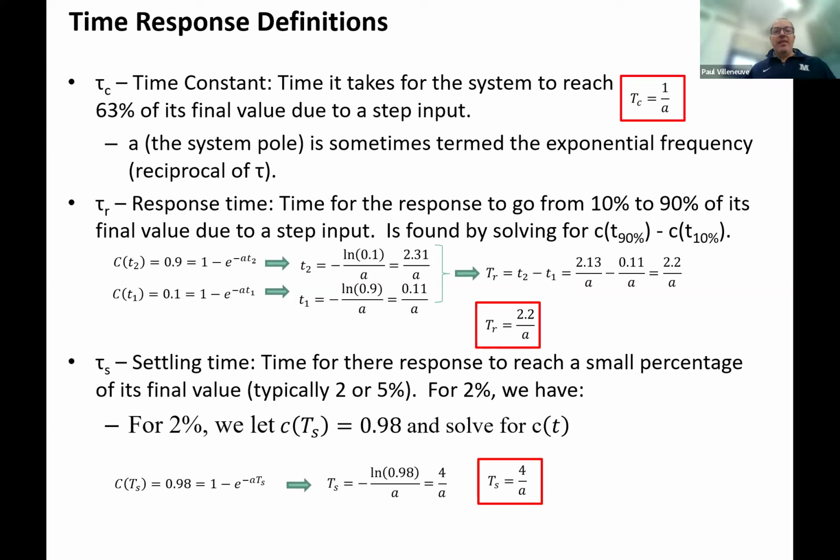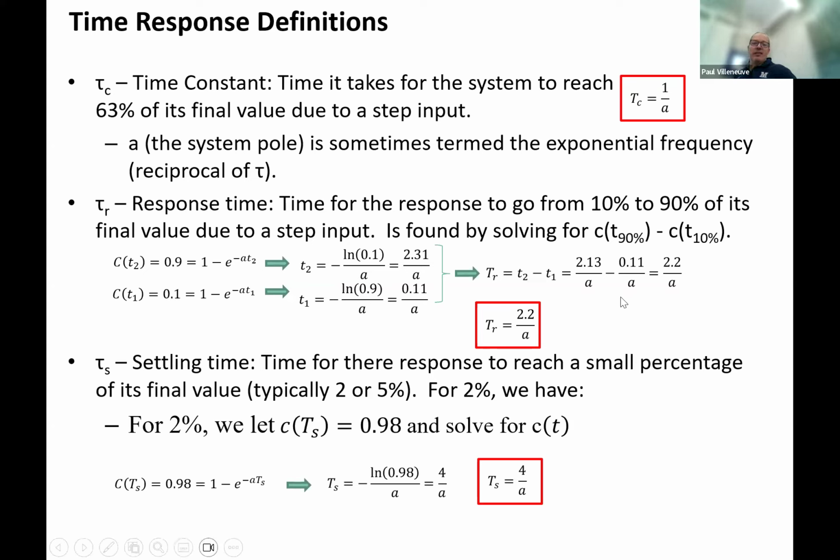Okay. And then this is just math, right? We want our final value to be 90% of its steady state value, and the first time to be 0.1. So we solve these two equations because they're decaying exponentials. We do a little bit of math, and we end up with T2 as 2.31 divided by A, and 0.11 divided by A. Then we just subtract them.